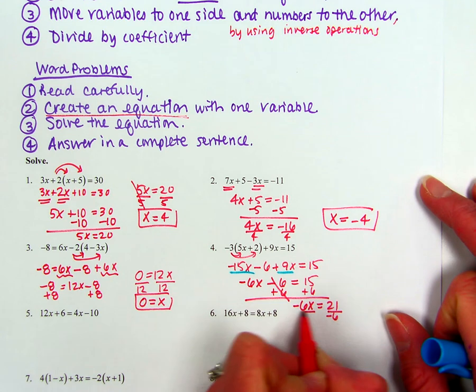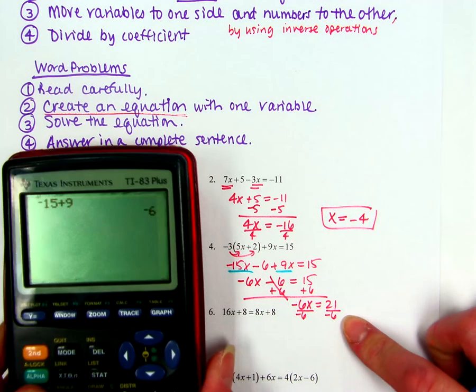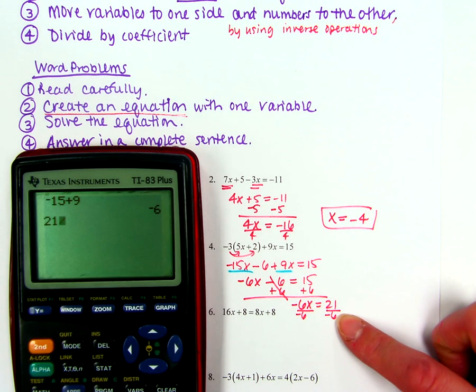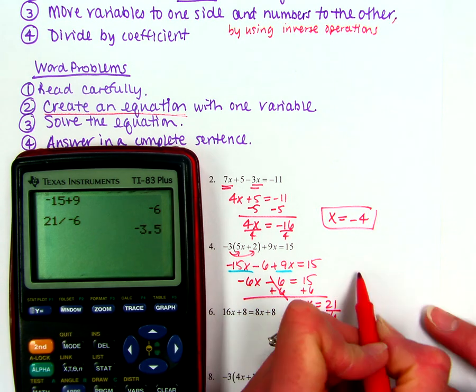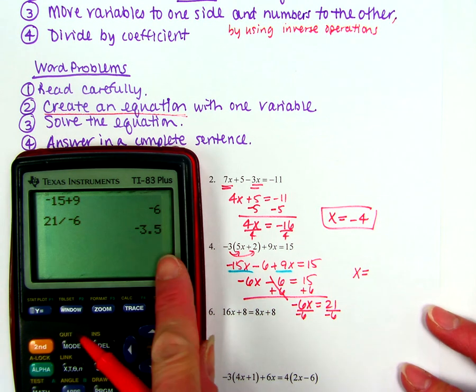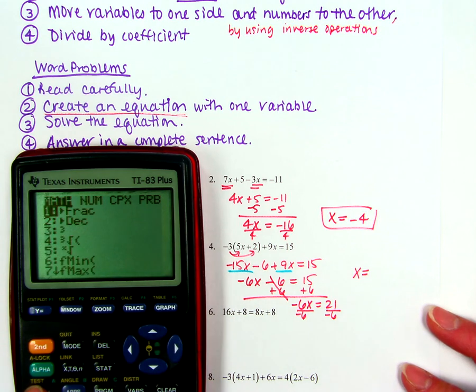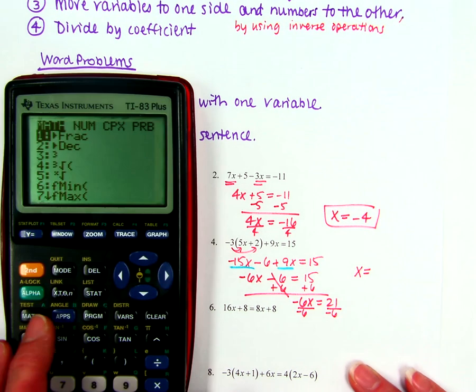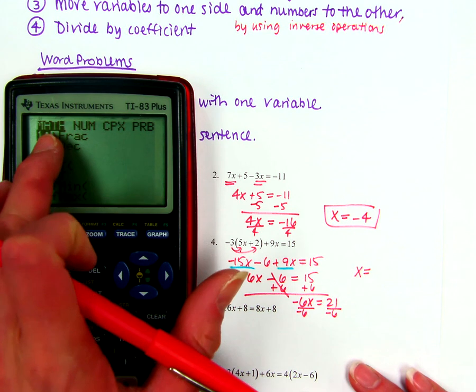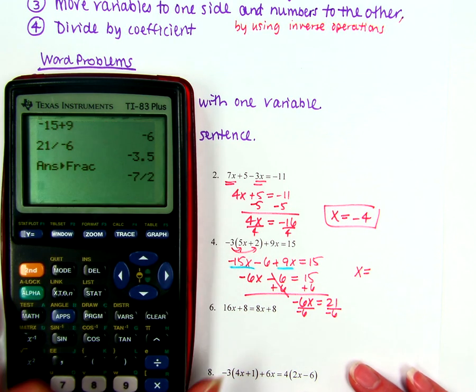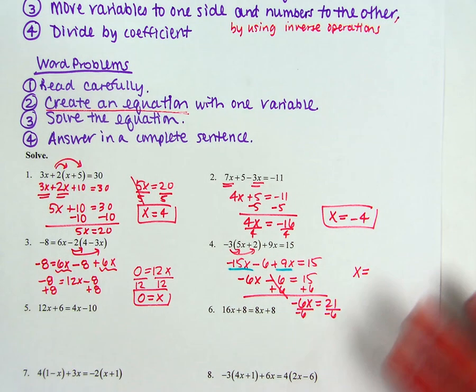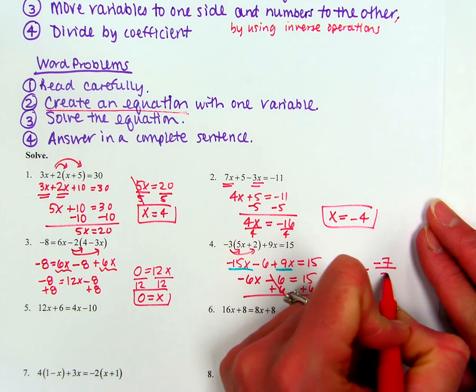And I'm going to divide by negative 6. Now this time, this number doesn't come out even. So I'm going to do 21 divided by negative 6, and I get a decimal. So that answer is okay, but we're going to try to write everything as fractions. So find your fraction button. It's under math. So find your math button. It's the first thing here. Convert to a fraction, and I get negative 7 over 2. So that's how I want to list my answer.